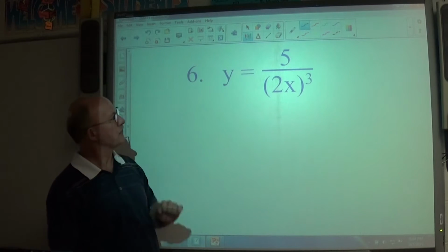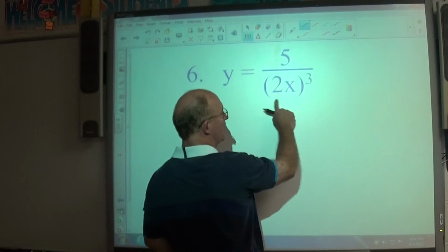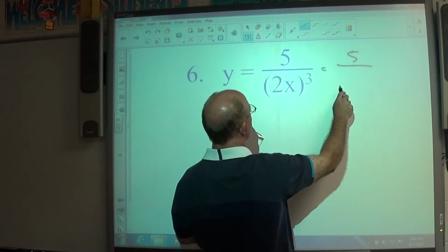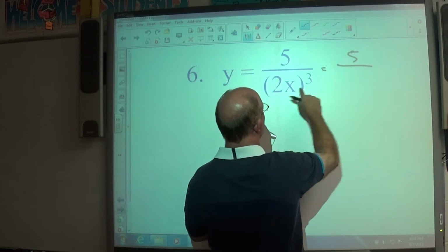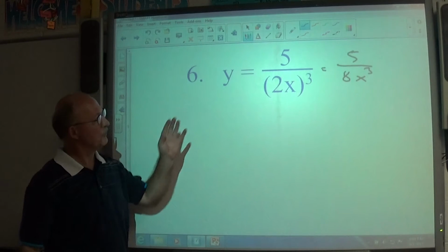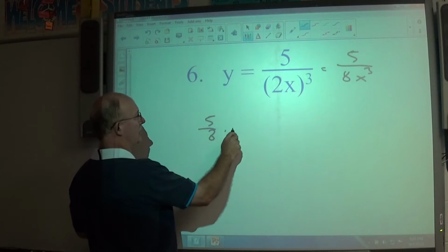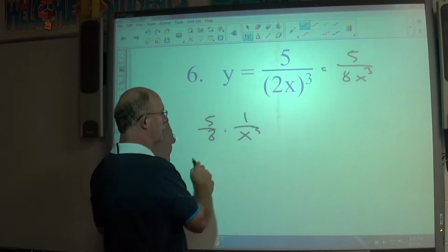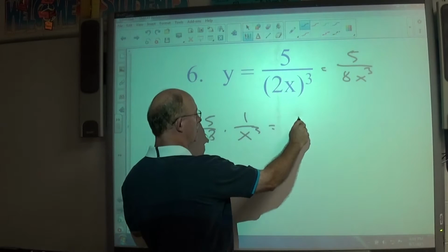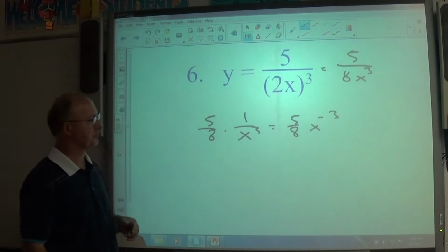Okay, let's try another one. First of all, let's go ahead and simplify our powers. This is 5 over the quantity 2x cubed. Now 2 cubed is 8, so it'll be 5 over 8x to the 3rd power. I'm going to do this one just like we did the other one. Let's pull the 5/8 off, so it'll be 5/8 times 1 over x to the 3rd power, which is equivalent to 5/8 x to the negative 3 power.